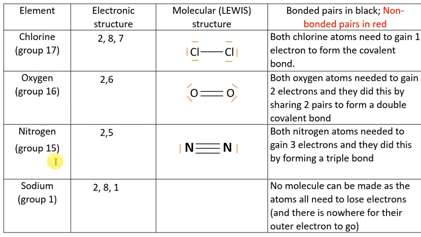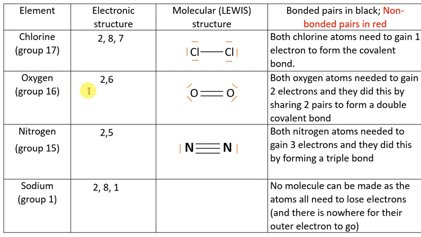4 different elements. Electronic structure is given. Chlorine, first off, 7 outer electrons. Both chlorine atoms need to gain 1 electron to form the covalent bond. I see the covalent bond drawn in black. Each chlorine atom also has 3 pairs of non-bonded electrons shown in red. Every valence electron is shown. That's a Lewis structure.